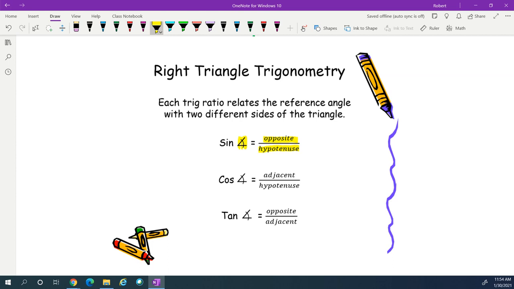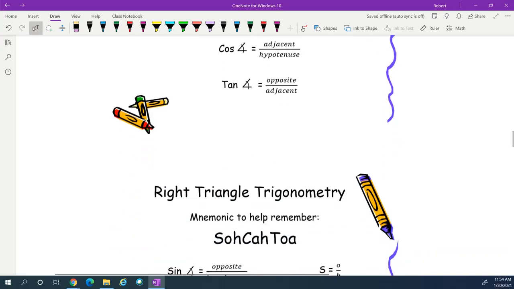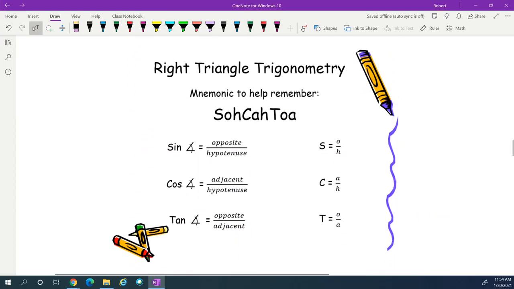So we're going to be plugging in three things, and we're going to let our calculator do all the hard work. But the importance of identifying the three sides that we're working with. Just as a mnemonic, SOHCAHTOA is a very common mnemonic to help us remember the formulas. Sine is opposite over hypotenuse, cosine is adjacent over hypotenuse, and tangent is opposite over adjacent.